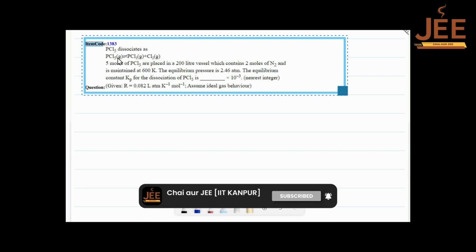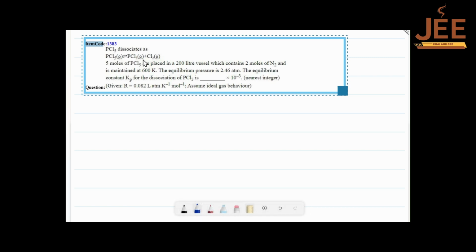Here is the question: PCl5 dissociates into PCl3 and Cl2. We have initially 5 moles of PCl5 placed in a 200 liter vessel which has 2 moles of N2, and the container is maintained at 600 Kelvin. The equilibrium pressure is 2.46 atm. The equilibrium constant Kp for dissociation of PCl5 is dash into 10 to the power minus 3. We have to report the answer to the nearest integer.